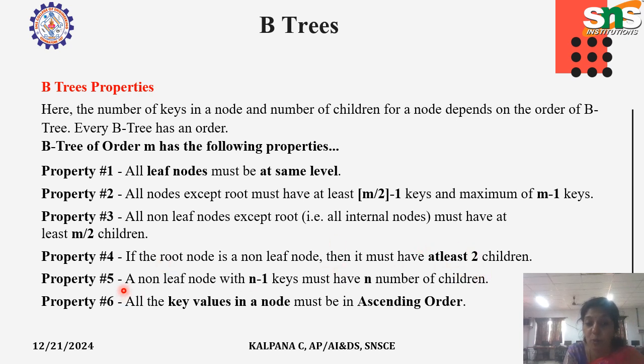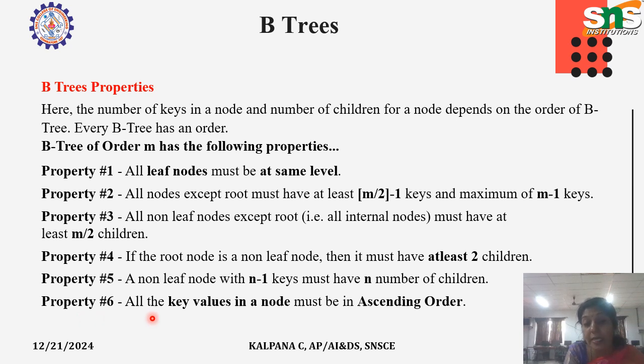And next is property 5. A non-leaf node with n minus 1 keys must have n children. That is, if the number of key values in a node is 3, then the number of children will be 4. Keys will be 3, children will be 4, like that.